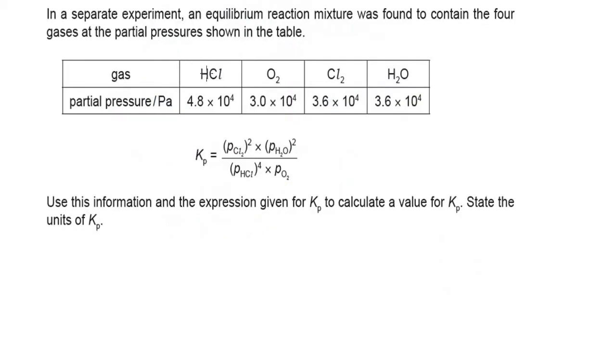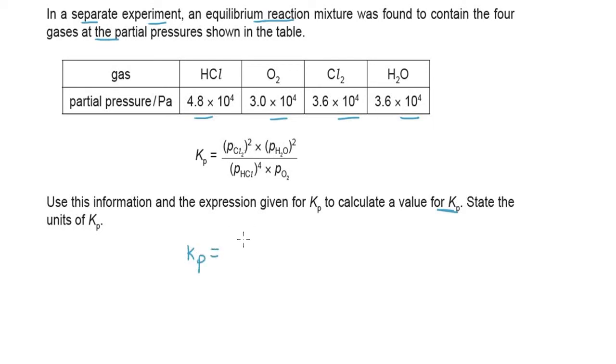The next sub question of the same question is, in a separate experiment an equilibrium reaction mixture was found to contain the 4 gases at partial pressures as given here, and the equation is also given. Use this information and the expression to calculate the value of Kp and state the units of Kp. So we need to substitute all the values here.